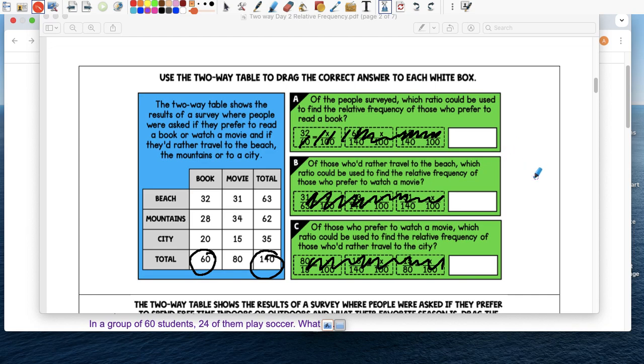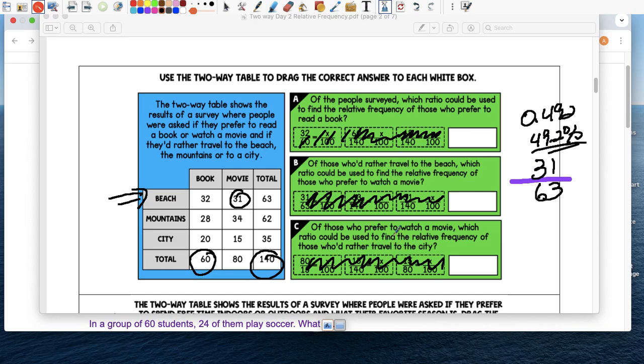B, so again, I'm going to write it as a fraction first. Of the people who like to travel to the beach, so focus on this row, people who like to go to the beach, which is 63. How many like to watch a movie? Well, 31 out of 63, which is 31 divided by 63, 0.492, times 100, 49.2%.